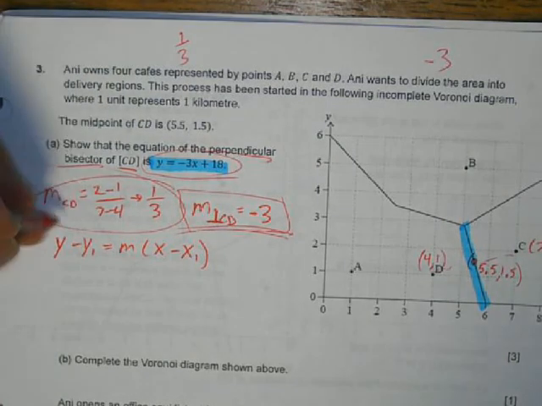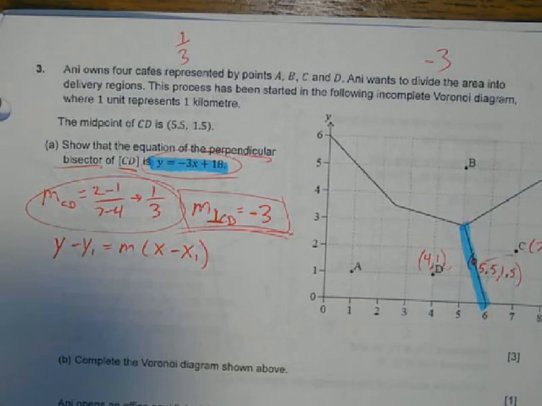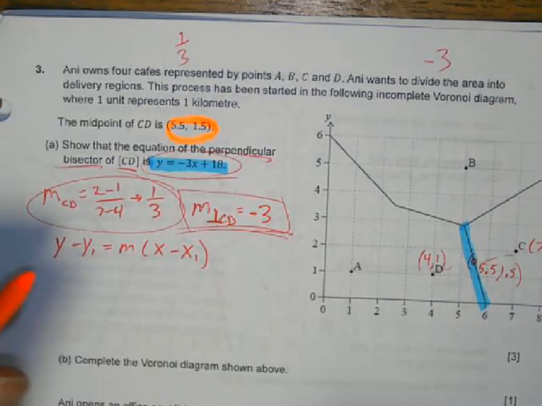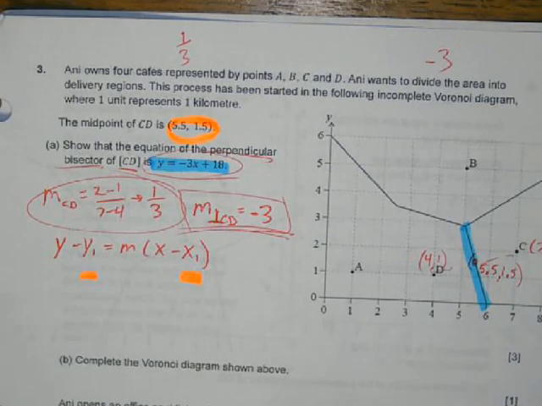Okay, so we're going to use this midpoint here, and I'm going to use the slope, -3.